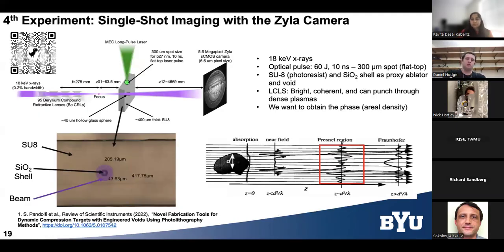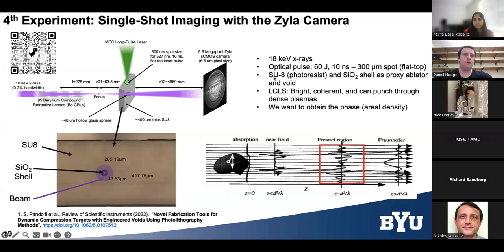So this brings us to the fourth and final experiment, the single shot imaging with the Xyla camera. This basically combines everything that we have learned. What we want is high resolution, so we chose to do the Xyla camera. We wanted to do this particular geometry using X-ray phase contrast imaging in this Fresnel region because we wanted to magnify the sample to really zoom in on it, especially when the shockwave is interacting with the void.